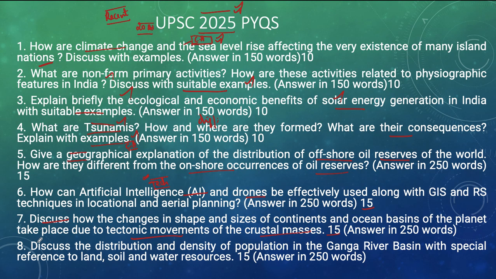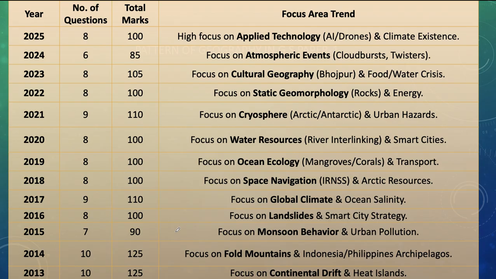Last question: discuss the distribution and density of population in the Ganga River Basin with special reference to land, soil, and water resources. This particular question is picked from the regional geography segment, and this is also available in our basic NCERT, students. But we need to draw a proper diagram of the Ganga Basin to explain to the examiner and present it in a better manner. So, in this way, we need to approach the UPSC 2025 Mains geography questions, students.